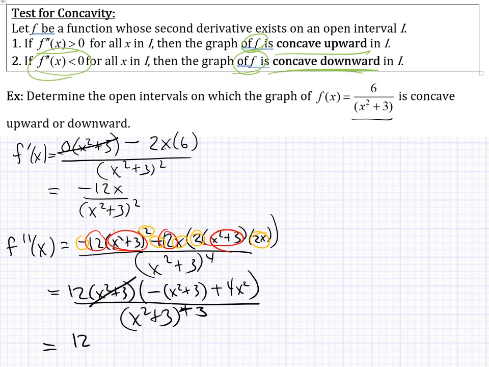So bring that together: 12 times, distribute this in, collect like terms, you end up with 3x squared plus 3, minus 3. Oh, that was a bad one. Minus 3, why? Because this negative distributes in here. Minus 3 over x squared plus 3 cubed. So there's your second derivative.